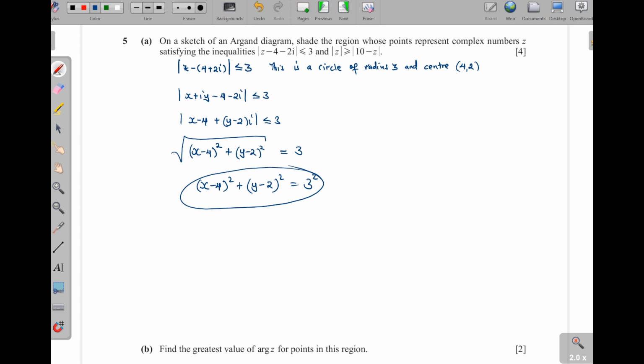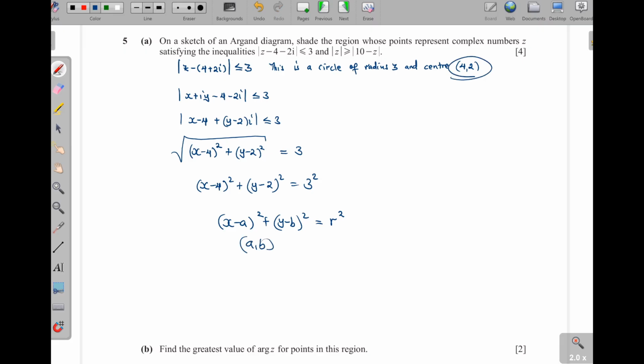Isn't this the equation of the circle which is studied in Pure Mathematics 1, where we say x minus a squared, plus y minus b squared, is equal to r squared? So this is a circle of center 4, 2. This is the one, because here this is the a, the b, okay? So the center is 4, 2, and then the radius is 3, what I wrote here. You see that?